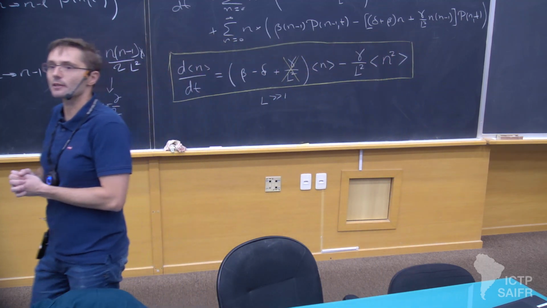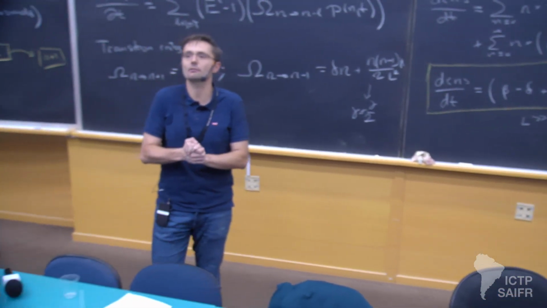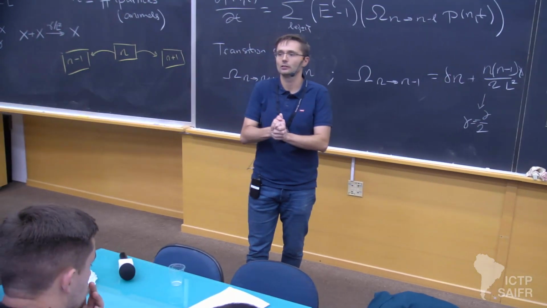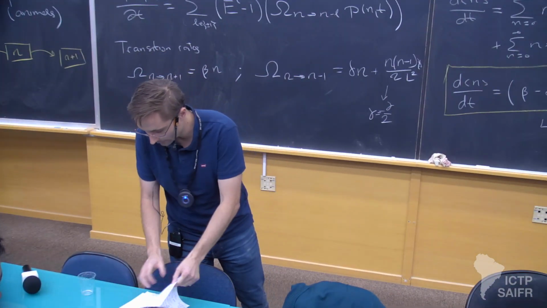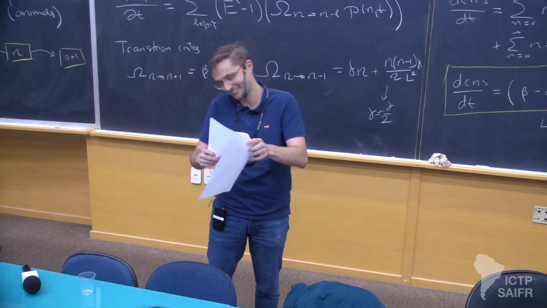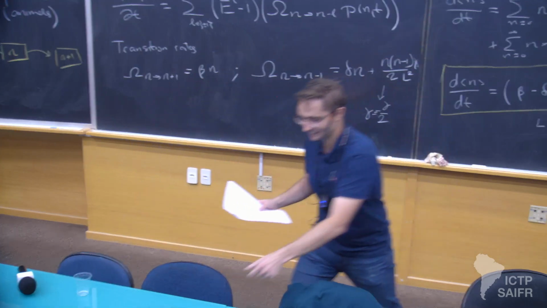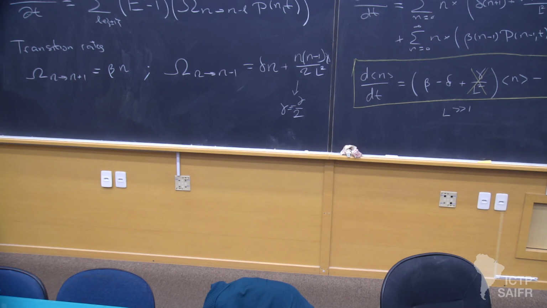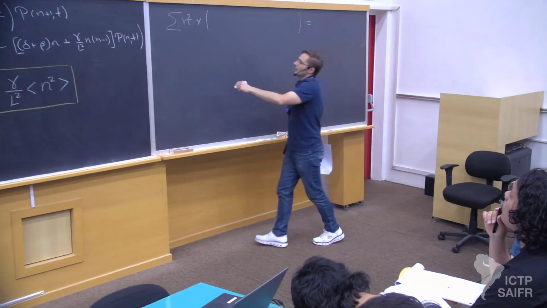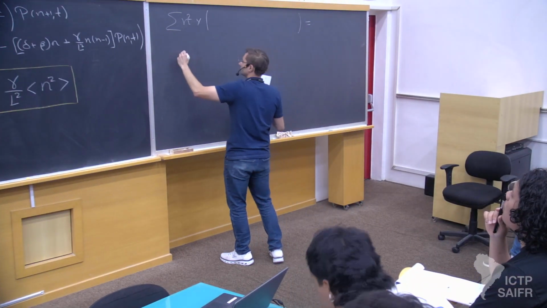What would you do with this equation? What would you do once you find this situation? Great. Find an equation for the second moment. That's actually what I did. Then I write an equation for the second moment. I multiply my master equation by n squared, I do the algebra, and I get this.